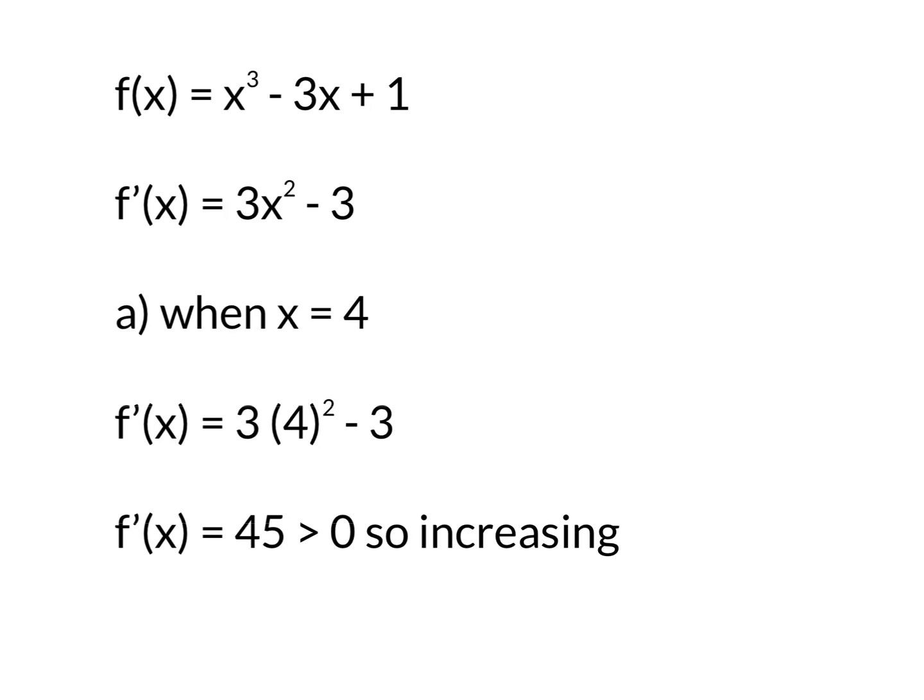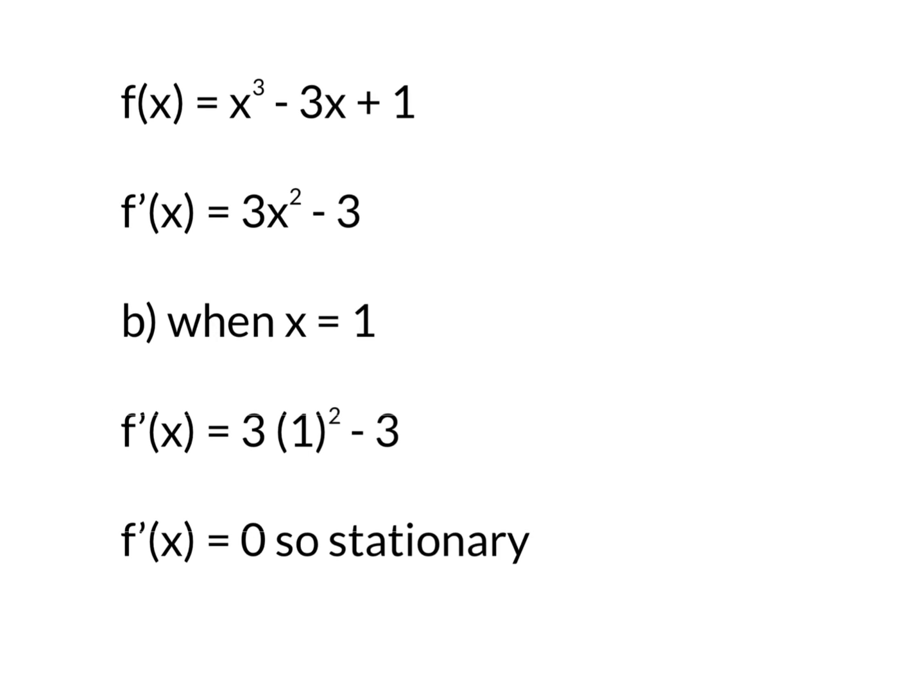So the first one, when x is 4, we just sub 4 into f dash of x. So 3 lots of 4 squared minus 3 gives us 45. That's greater than 0. So at that point, it's increasing. Using the same derivative, but now when x equals 1, we sub it in and we get 3 lots of 1 squared minus 3. That equals 0. And when your f dash of x equals 0, you have a stationary point.